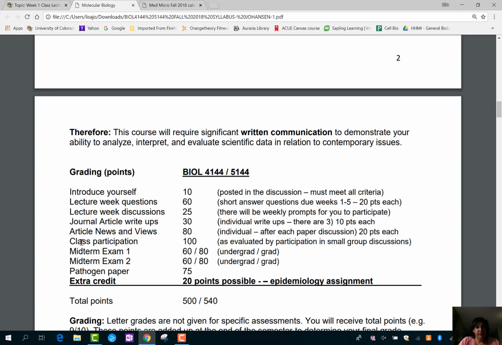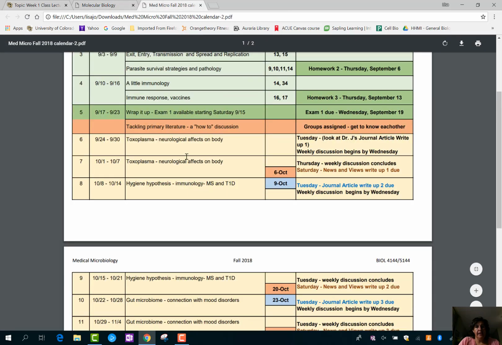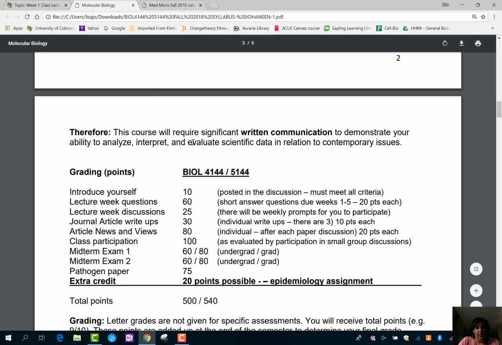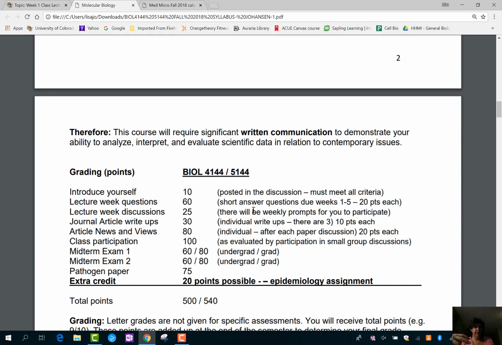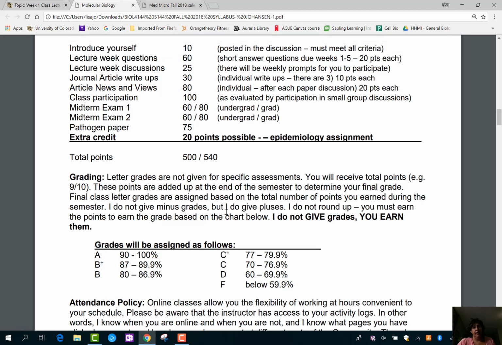Journal article write-ups, news and views, and this big class participation are all about that second half of class in the yellow here. You have 2 midterms, as I mentioned. Grad students have to answer an additional question than the undergrads, and your final pathogen paper is 75 points. So you can easily keep track of your grade to date. Canvas does it: total points you have divided by points possible.